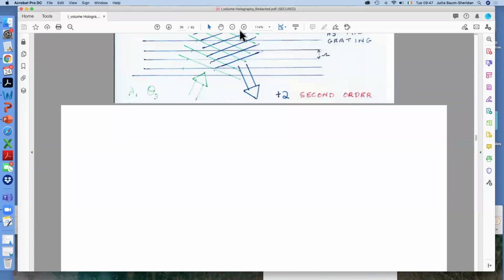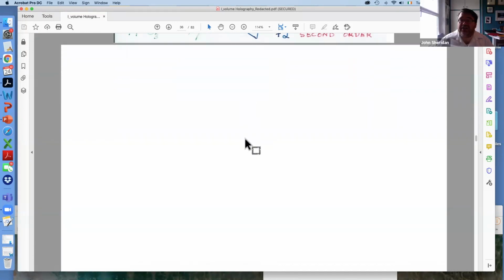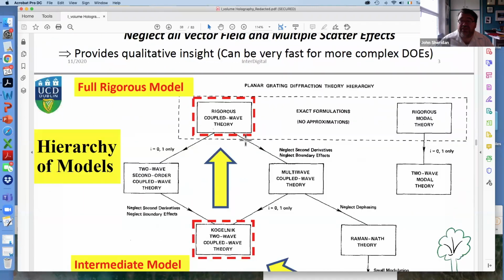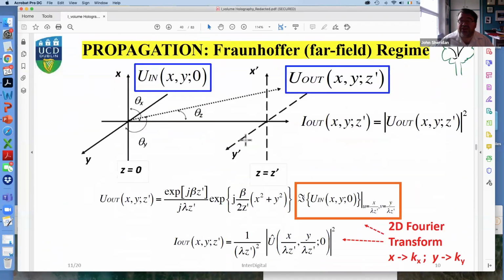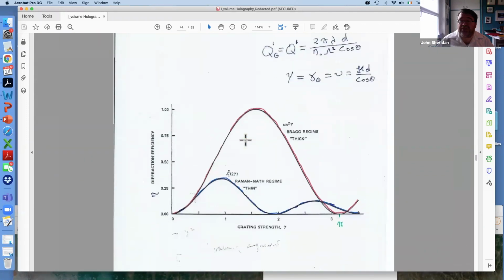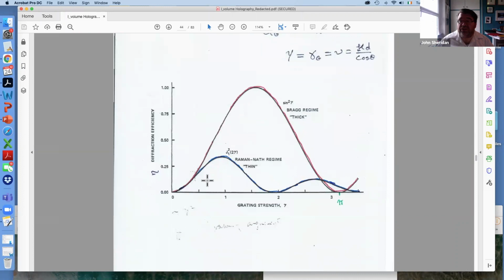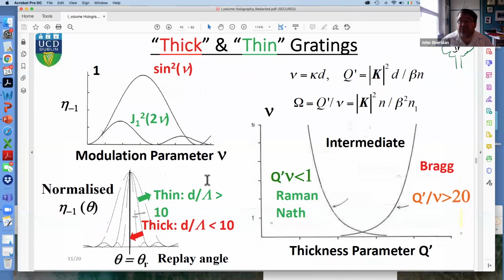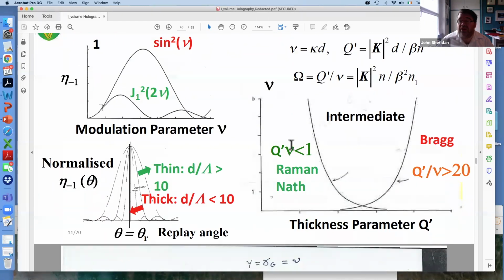I would like to ask about what are the factors or conditions that determine the thickness of the gratings? Okay, so down here, I'm going to derive a set of equations which will differentiate, yeah? So thin gratings are Raman-Nath type gratings, and thick gratings are Bragg gratings. And this is the classical way this curve was presented.